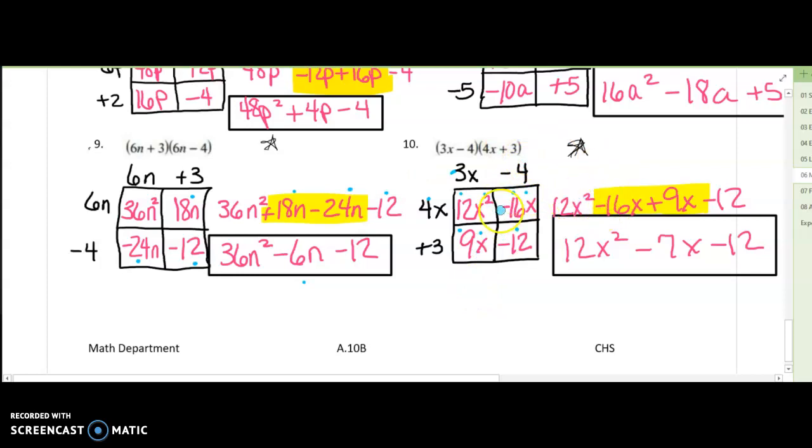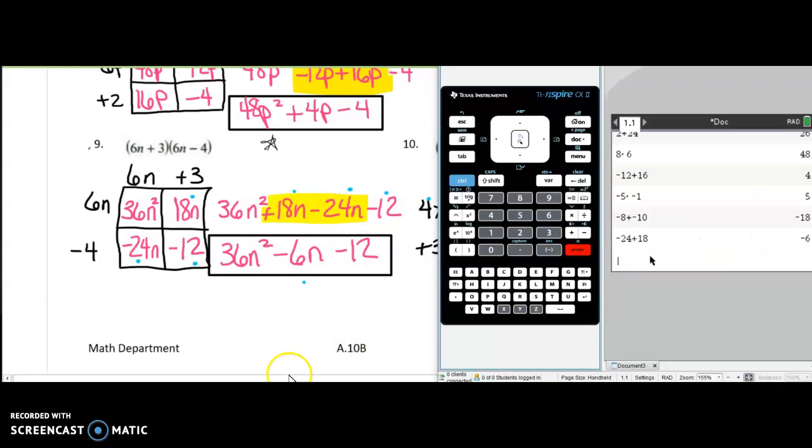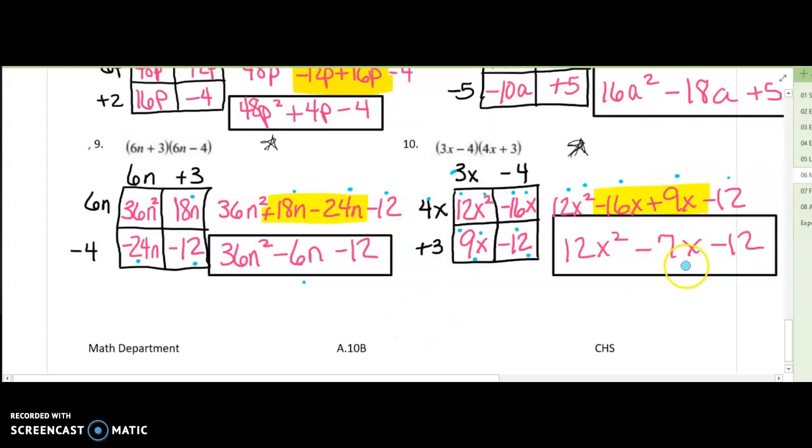Bring each one of those out. 12x squared is out. Negative 16x comes out. Positive 9x comes out, and negative 12 comes out. You combine the negative 16 plus your 9 to get a negative 7. Let me see. Oh, good. I had the negative 7. That's good. All right. And then minus 12.